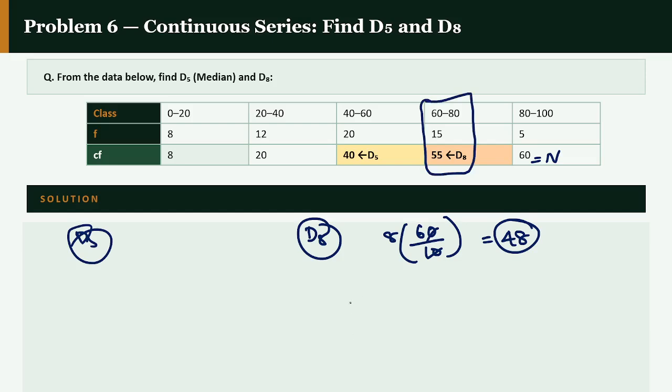And now, what's the formula? We have L plus 8 into n by 10, 48 minus the cumulative frequency of the before class, which is 40, by frequency of the decile class, which is 15, into 20, which is the class interval. And this is 8 into 16 by 15. For L value, it's 60.